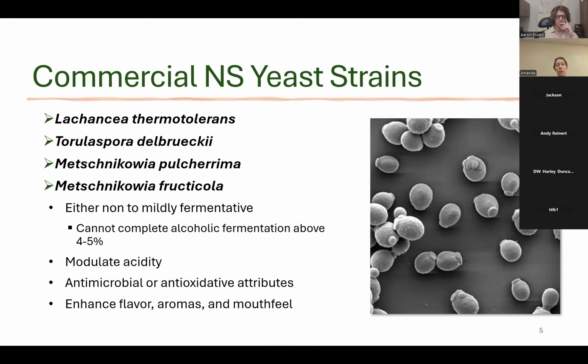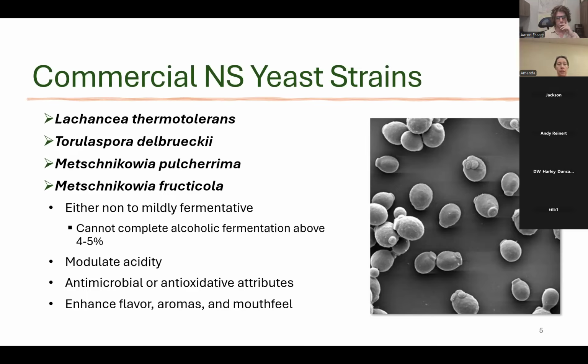So the most common commercial non-sac yeast strains you'll find on the market are Lachancea thermotolerans, which is what I have done some of my master's and PhD work on. So I do know the most about thermotolerans. There's also Torulaspora delbrueckii, Metschnikowia pulcherrima, and Metschnikowia fructicola.